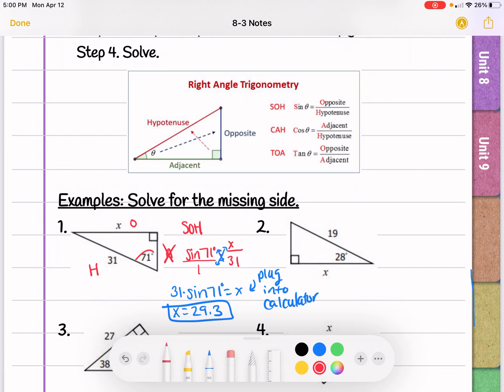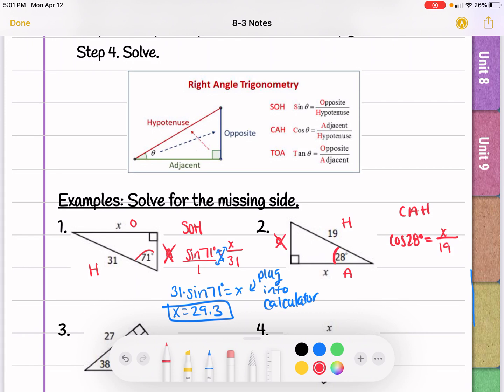Here on question 2, I'm going to label my hypotenuse. Then we're looking at angle 28 degrees. This would be opposite, and this would be adjacent. I'm going to cross off the opposite side because there's nothing there for us to use. So I'm left with A and H, which comes out in CAH. So we have cos 28 degrees equals A over H. A is X, H is 19.